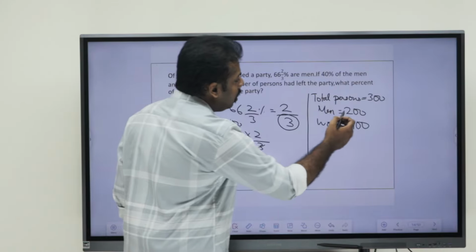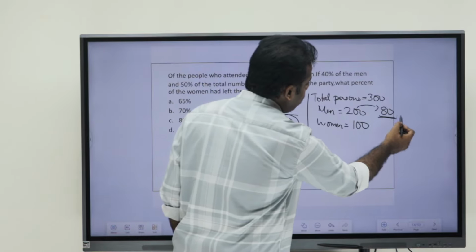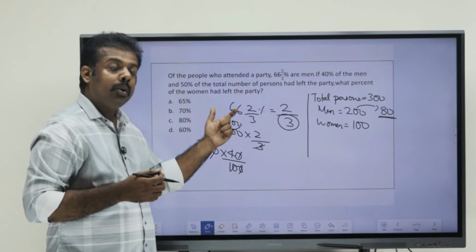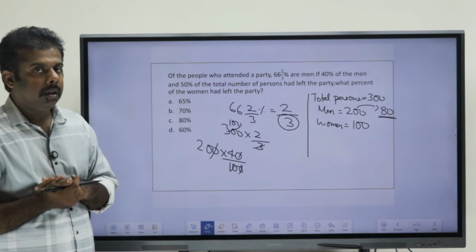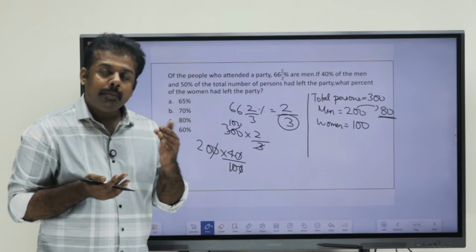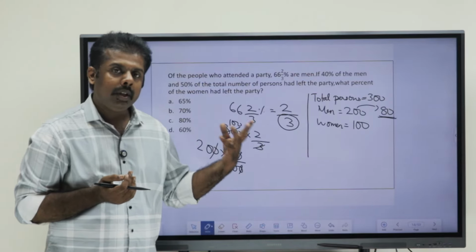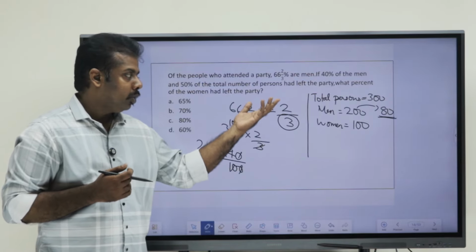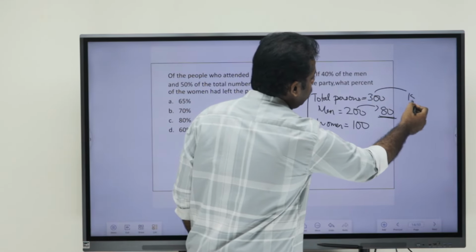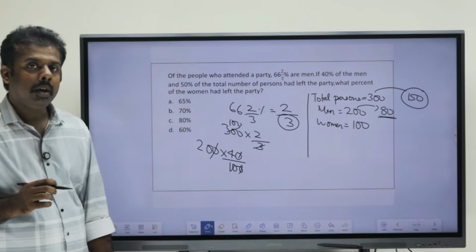So, you understood that out of these 200 men, 80 men have left the party, and 50% of the total number of persons have left the party. The total number of persons we have assumed as 300. So, 50% of that is basically what? As you know, 50% of any number is half of the number. So, 50% of 300 is 150. We have understood that 150 people in total have left the party.